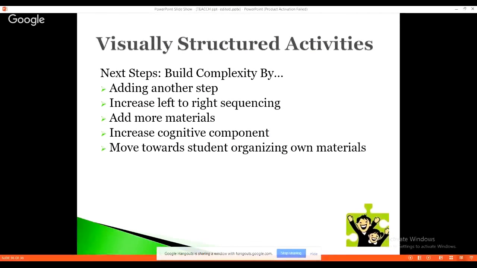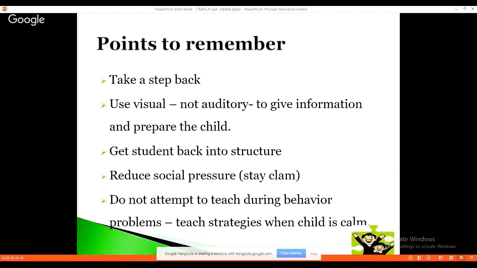Moving ahead, and I go back here, and visually structured, I think we did this. Points to remember: take a step back, use visual, not auditory, to give information. Now it's very important, it's a small little thing. It took me a lot of time to understand what it is.